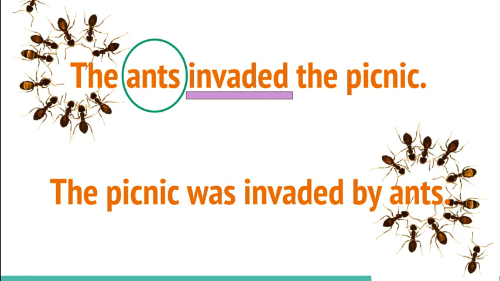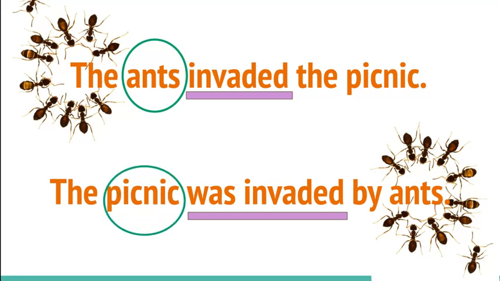The picnic was invaded by ants. Look closely at this sentence. Find the verb. Here's invaded, just like last time, but we also have was. We need both in our predicate, was invaded. What was invaded? It's not the ants. The picnic was invaded, so picnic is our subject this time. Always decide what the verb is before trying to decide what did it.